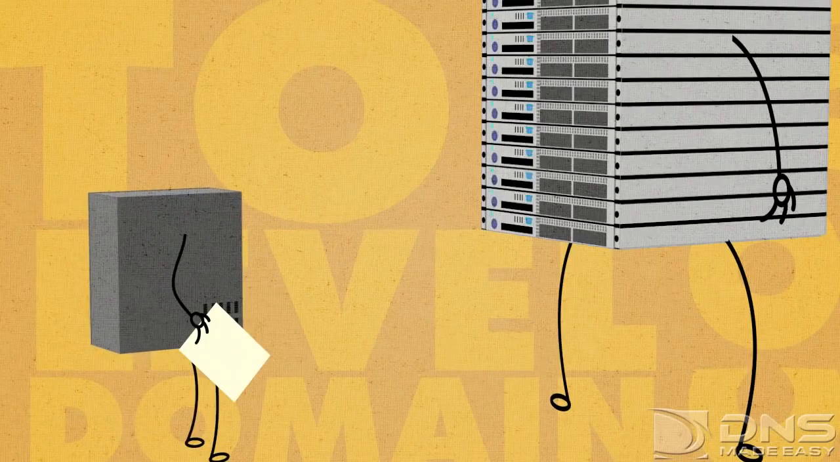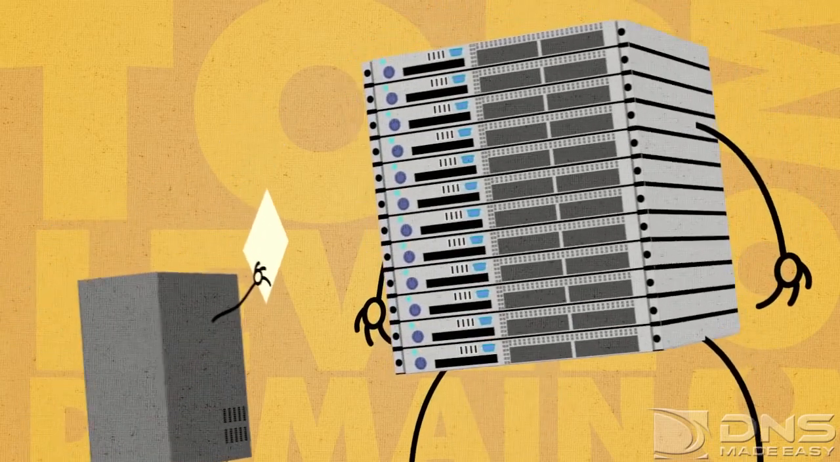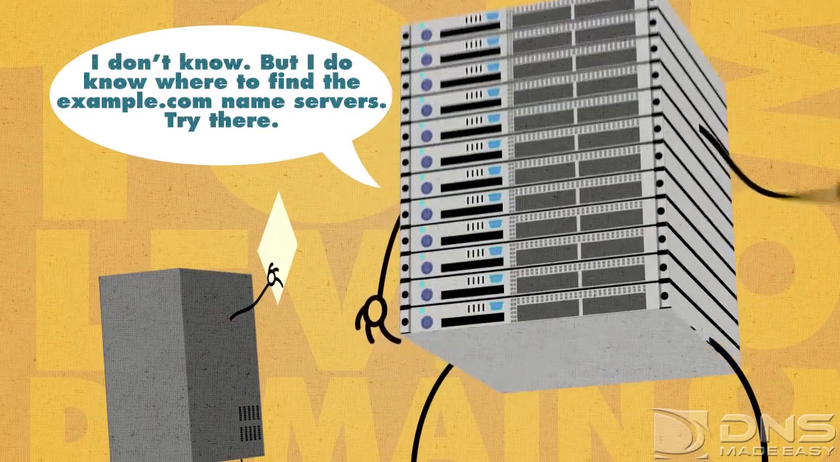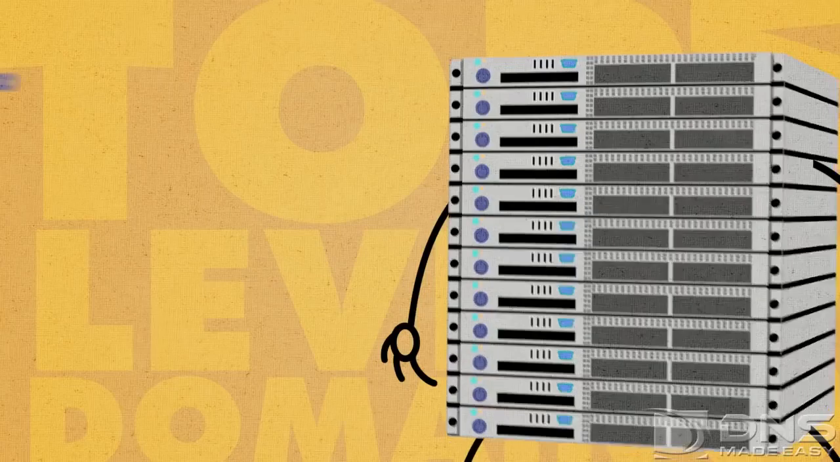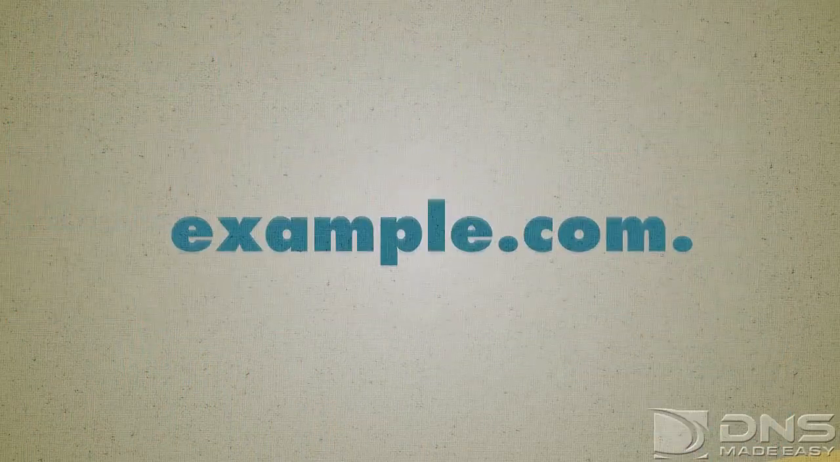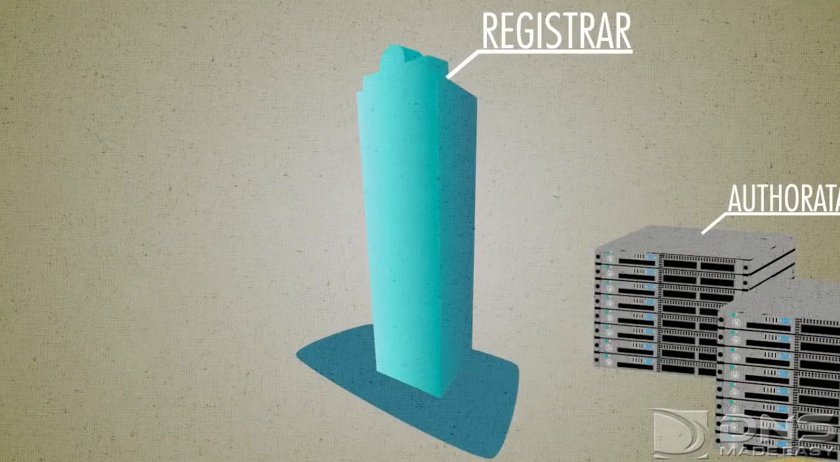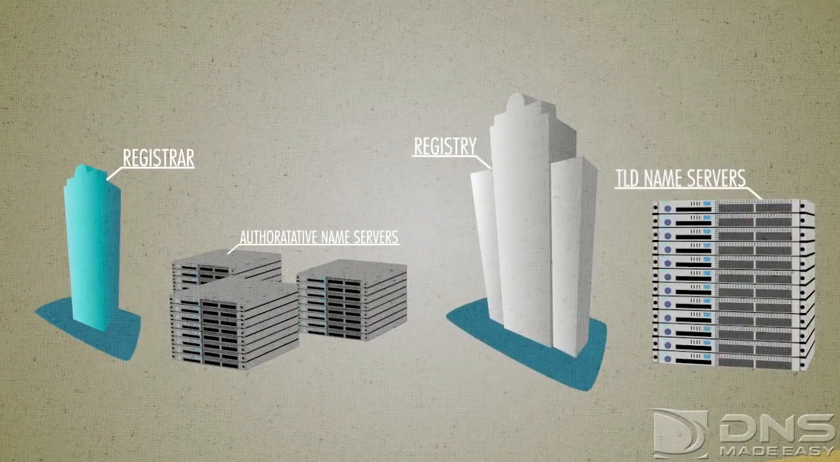When the resolving name server queries www.example.com, the TLD name servers respond, "I don't know, but I do know where to find the example.com name servers. Try there." This next set of name servers are the authoritative name servers. So how did the COM TLD name servers know which authoritative name servers to use? With the help of the domain's registrar. When a domain is purchased, the registrar is told which authoritative name servers that domain should use. They notify the organization responsible for the top-level domain, the registry, and tell them to update the TLD name servers.